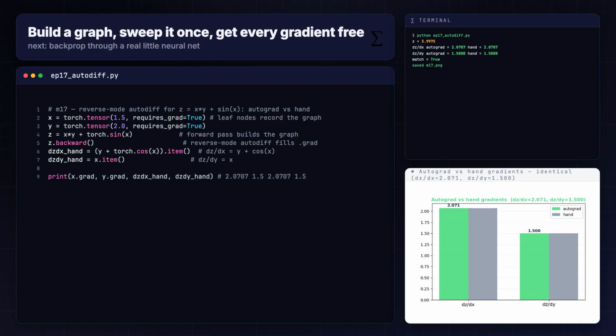Build a graph, sweep it backward once, get every gradient free. Next episode, we turn this machinery on a real little neural net and derive backprop end to end.